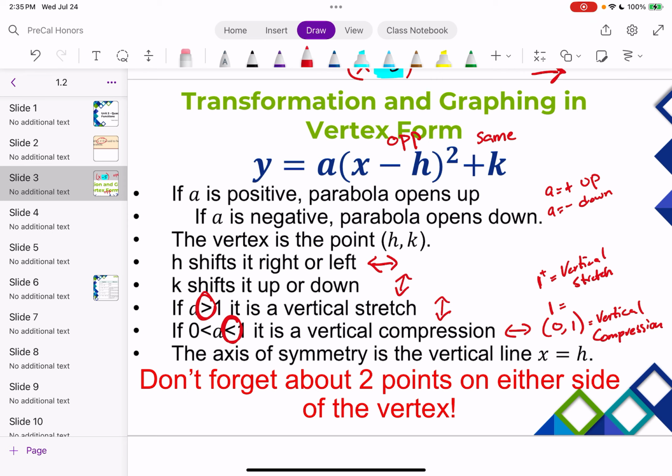If we are just at 1, there is not a transformation, and we would just write none. Either way, please keep in mind, remember, the axis of symmetry, what we were talking about before, from that vertex is always going to be the H, right? Our H is our X. That vertical line is our X. Let's go ahead to slide 4.